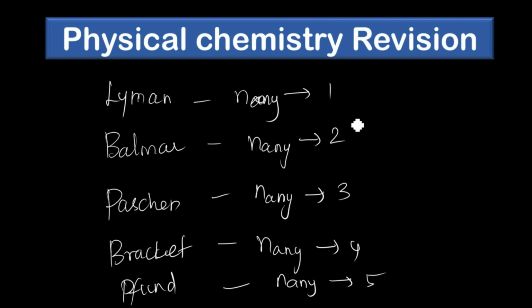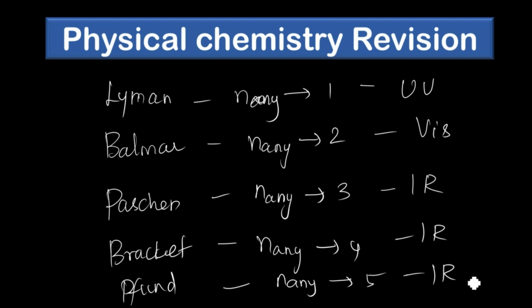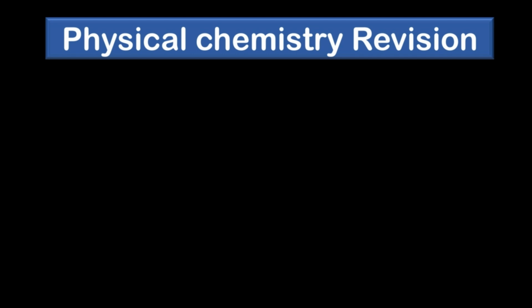The one more thing important over here is which region this is observed. Sometimes they will not give you the name of this series. They will give you this is observed in UV region. This is observed in visible region. Like that the question can be given. So in that case the first one is UV, the second Balmer is visible. The remaining are infrared region only.